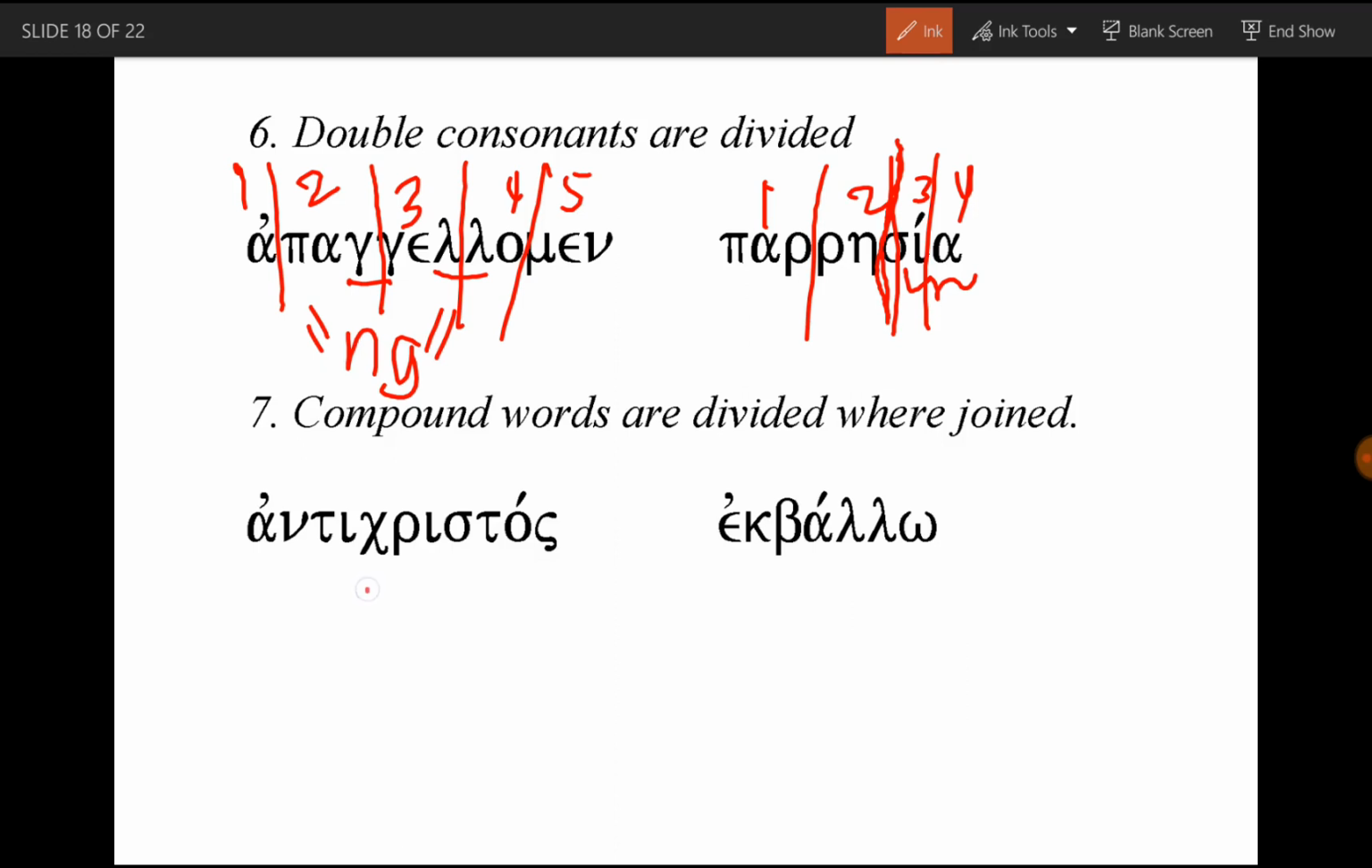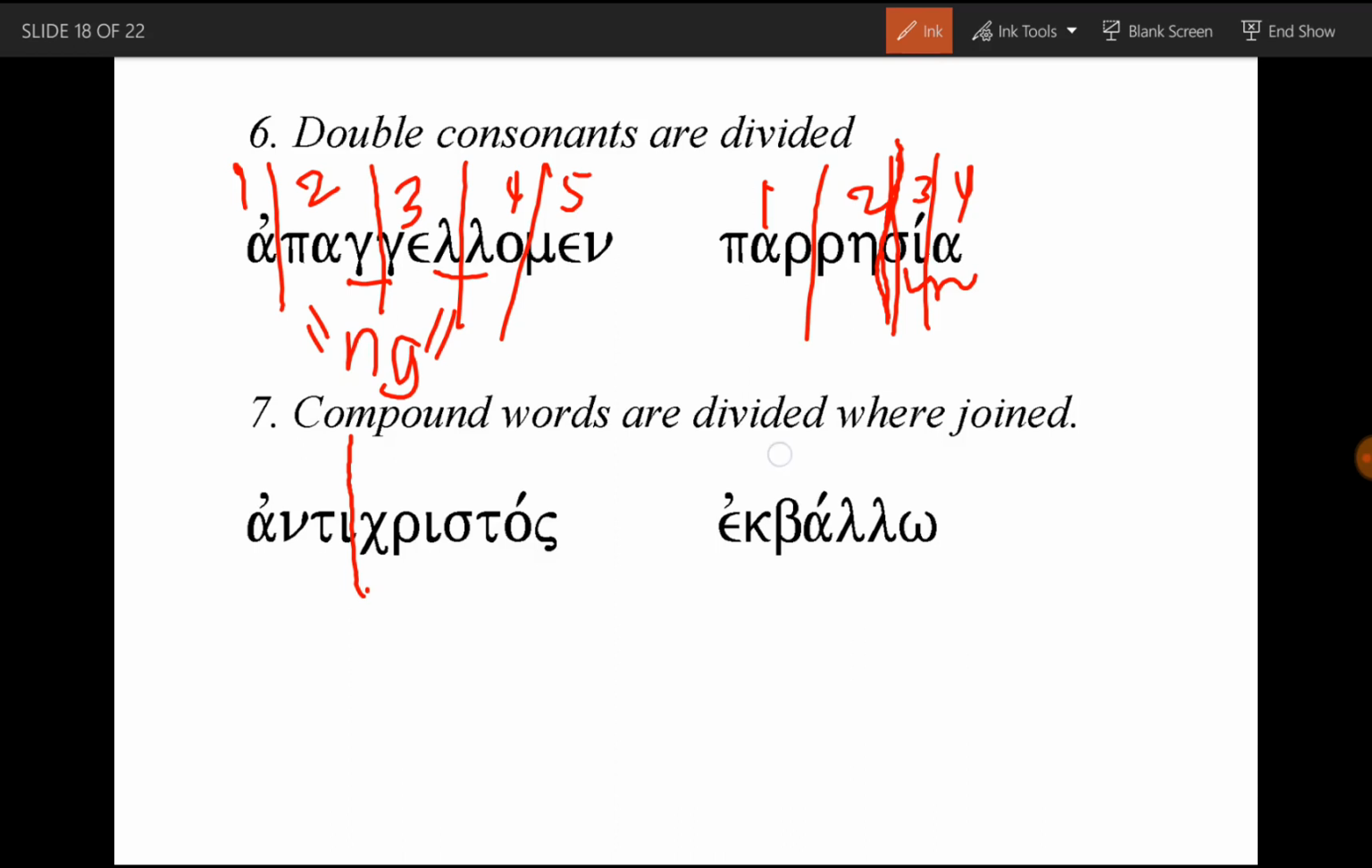So let me show you that. This is antichristos, where we get the word antichrist. Anti being to take the place of, and Christos being Christ or the Messiah. So an antichrist is literally something that replaces Christ or tries to take the place of Christ. Well, anti is a preposition, and Christos is another word. These are two words that have been combined together. So the syllable break is always between where the words are divided. And so I know that.